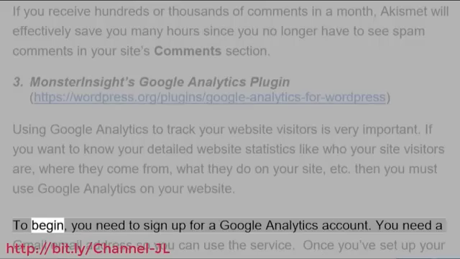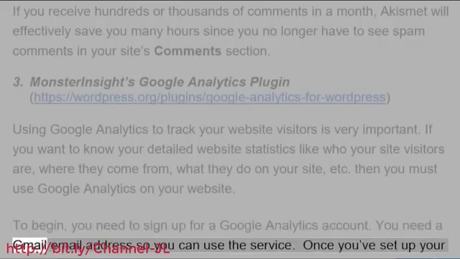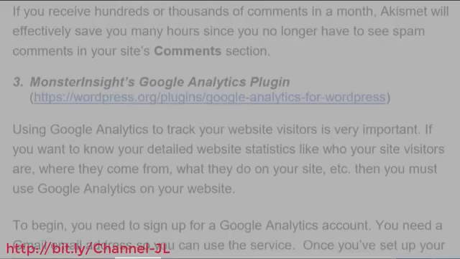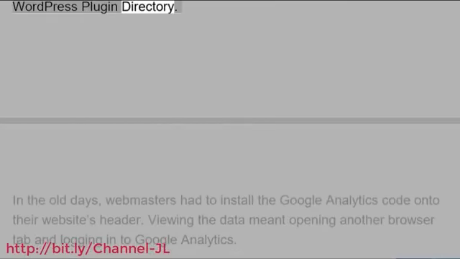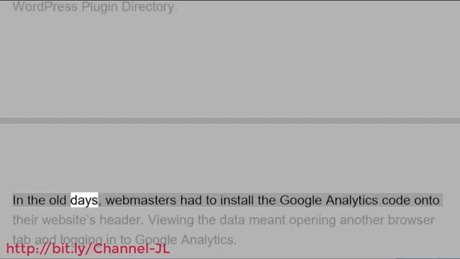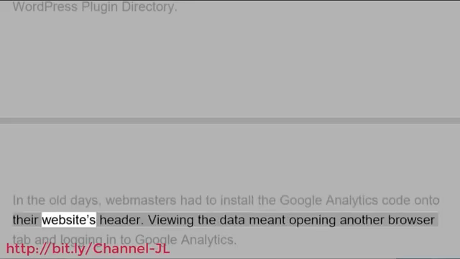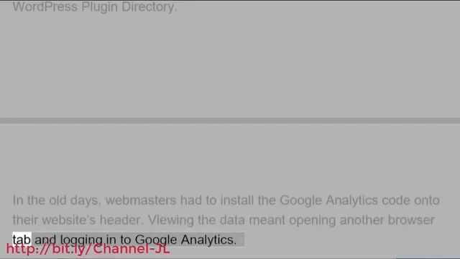To begin, you need to sign up for a Google Analytics account. You need a Gmail email address so you can use the service. Once you've set up your Google Analytics account, you can download the plugin from the WordPress plugin directory. In the old days, webmasters had to install the Google Analytics code onto their website's header. Viewing the data meant opening another browser tab and logging into Google Analytics.